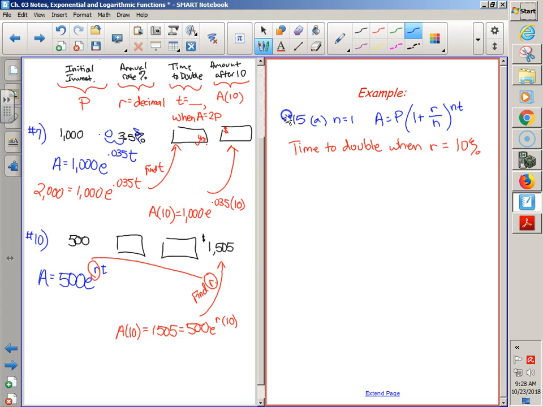Well, I can plug in. I don't know P. That's lame. I do know N. For A, N is 1. Haha. I do know R. R is 0.10 because I have to move the decimal places, right? I know N. I don't know T, and I don't know P, and I don't know A. Wait. What did we just say double meant?